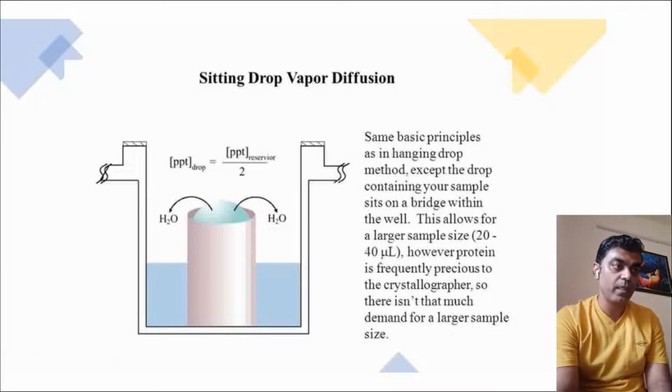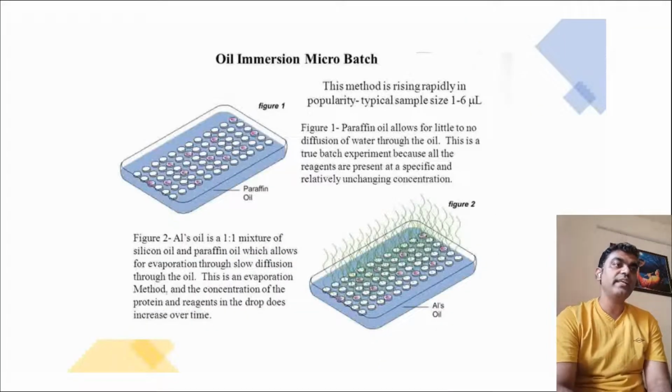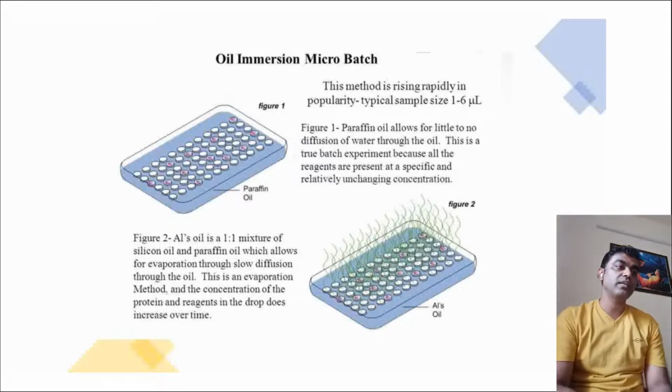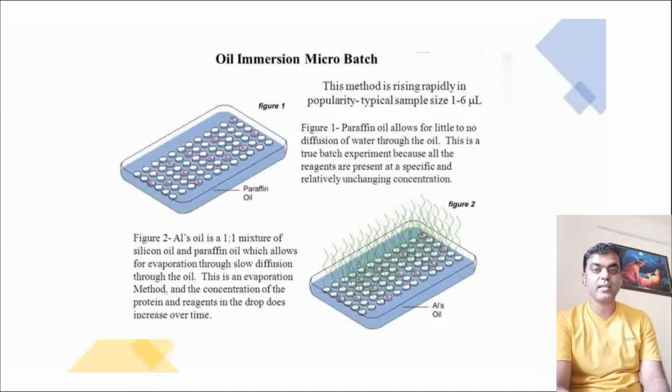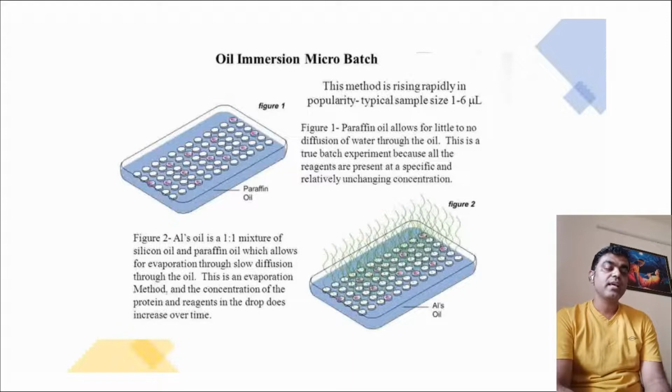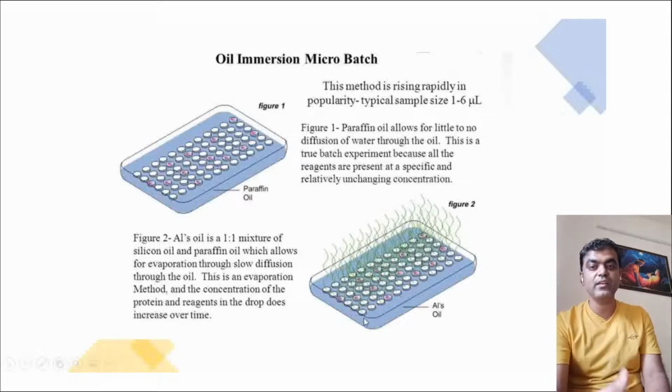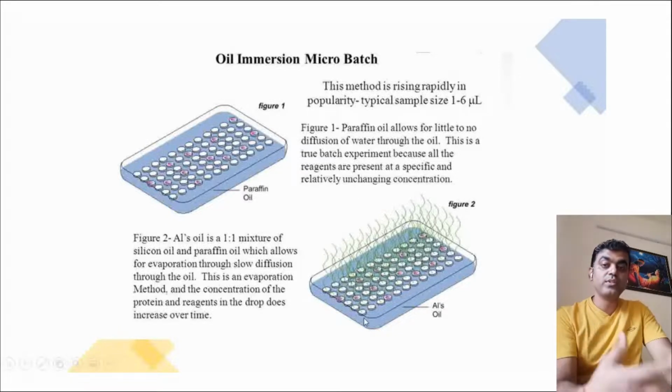Okay, then comes oil immersion microbatch. This is basically a multi-well batch. You can see here a multi-well plate, and in this you have a lot of wells on which you are using oil immersion. You are using paraffin oil basically in this case. This has become a very handy technique because you can have multiple wells, and each one individually can be used to get crystals.